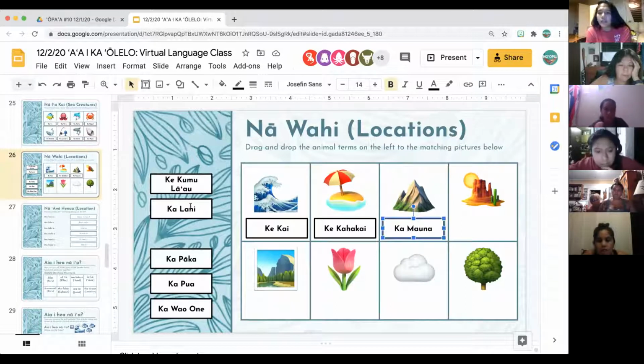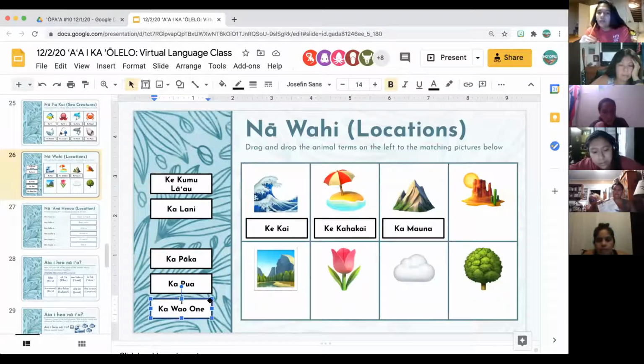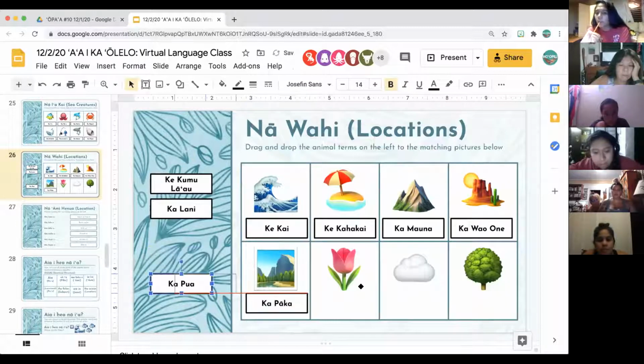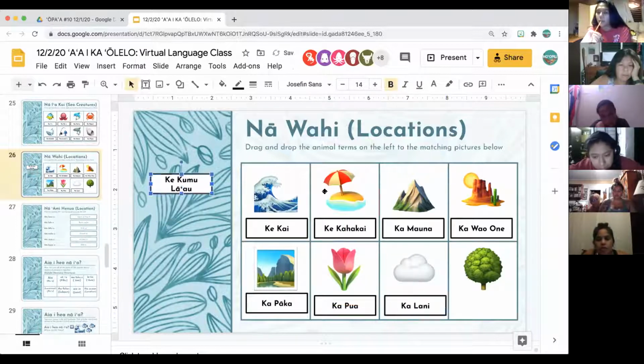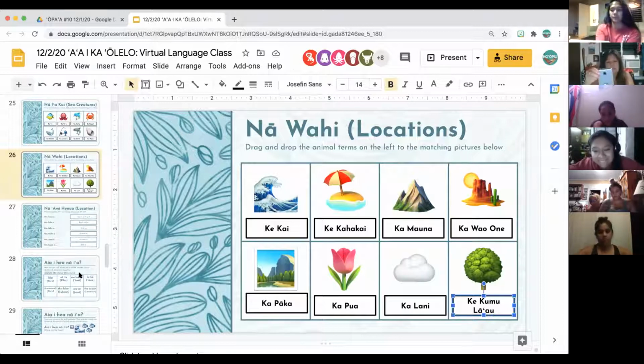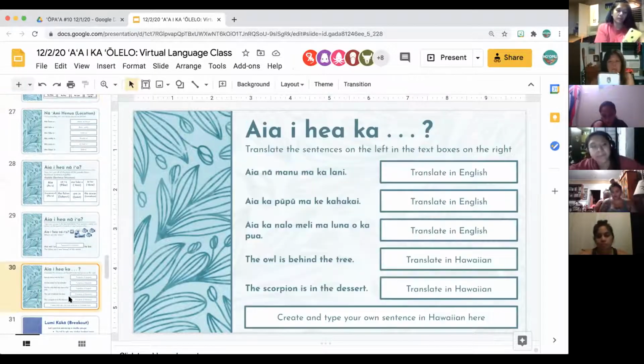Okay, then you have desert is waena. Desert. And then you have paka is like a park. Pua is a flower. Lani is sky. And then kumulau. Okay, so you can take a picture with your phone. Maybe this will help you with your next activity. All right, so hopefully you guys get them. Let's see what you guys can come up with for this next one.